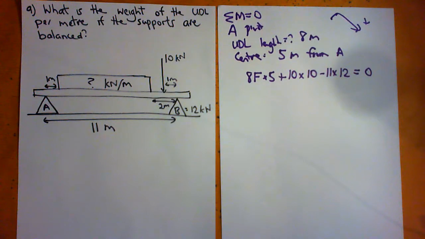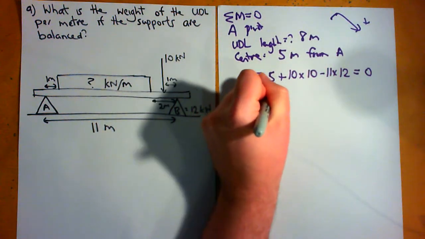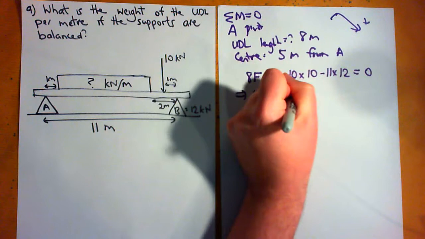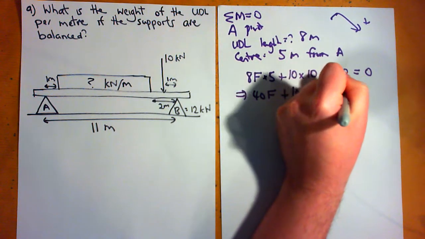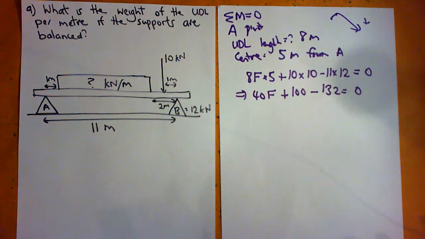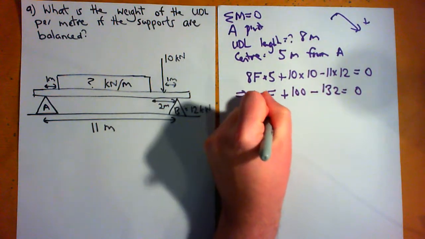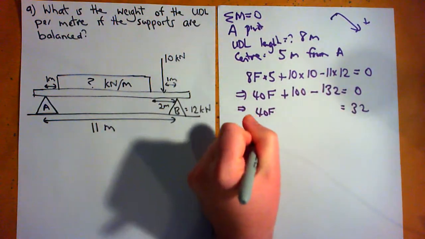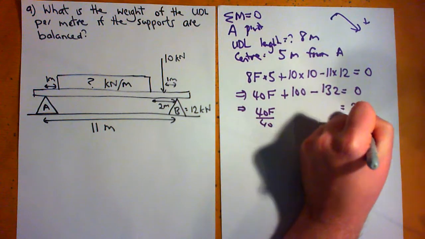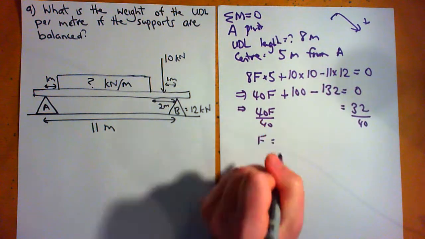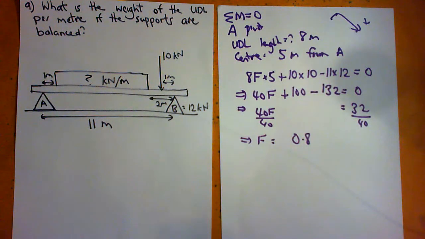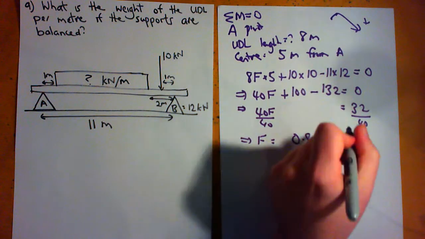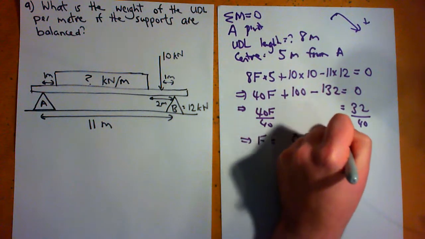Okay, so 8F times 5 is 40F, plus 10 times 10 is 100, minus 11 times 12 is 132. So we've got 40F minus 32 equals 0, so therefore 40F equals 32, and if we divide both sides of this equation by 40, we get F is 32 over 40, which is 0.8. So our unknown weight per metre is 0.8 kilonewtons per metre.